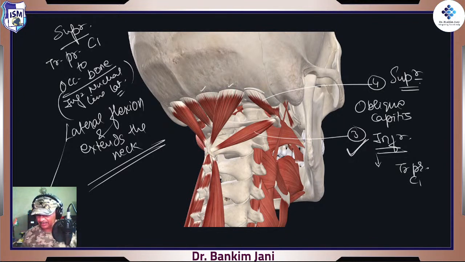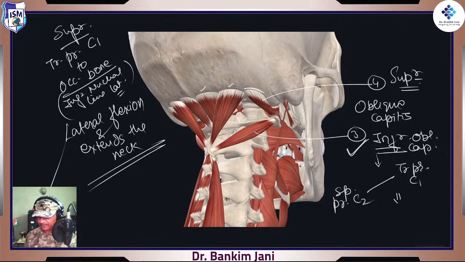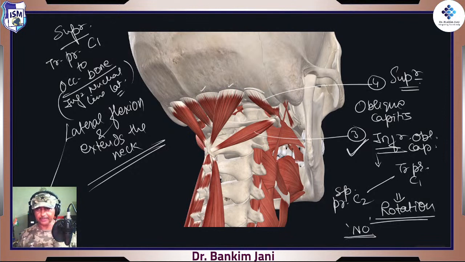So just remember, this inferior oblique capitis muscle goes from the transverse process of C1, that means on one side, to the spinous process of C2, which is in the center. So that would result in the rotation of the neck. So here it is for the 'no' movement, right? So four muscles down.